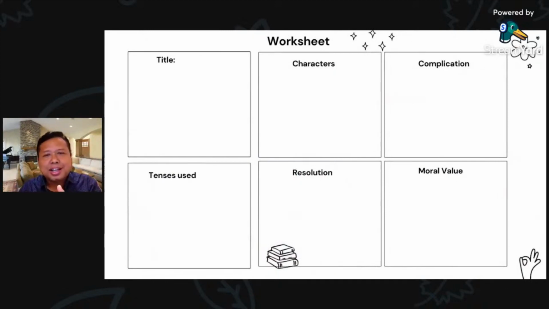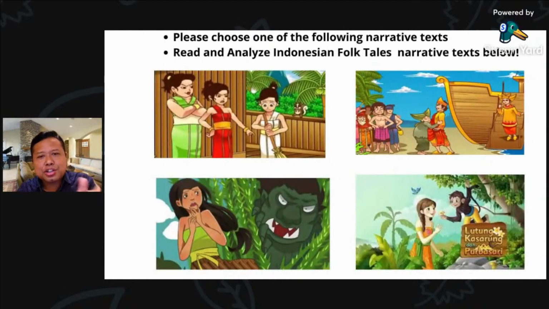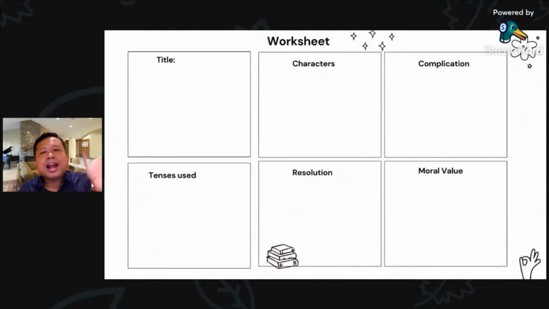Choose which one of the stories you like. Just choose one story. And then answer the following worksheet: title, characters, conclusion, tenses used, resolution, and moral values of this story. Okay, thank you very much.